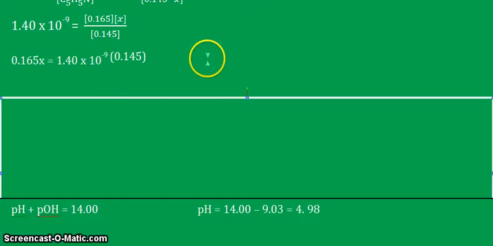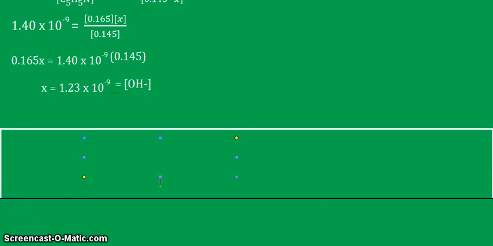This rearranges into 0.165x equal to 1.40 times 10 to negative 9 multiplied by 0.145. Remember again that the units here are in molarity. So x is equal to 1.23 times 10 to negative 9 molar. Let me just put in the unit so that you will not be confused, and always remember the values we are using here are in molarity. So 1.23 times 10 to negative 9 molar is x.